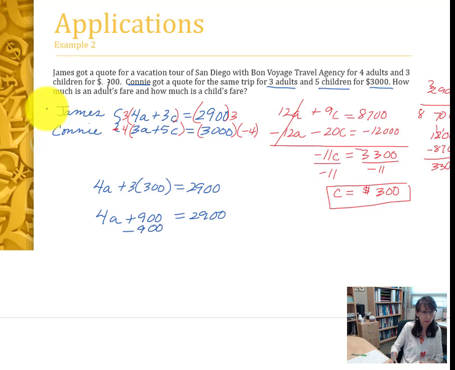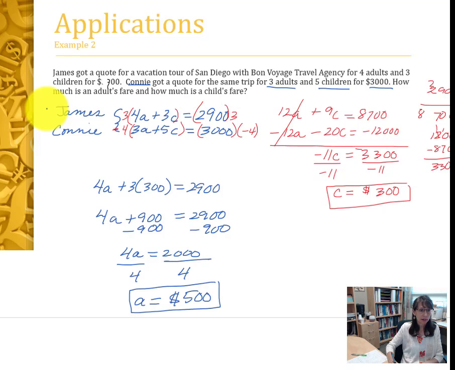Subtracting 900 from each side, we're going to have 4a now equals 2,000. Divide each side by 4 to finish this off, and we'll have adult price is $500. So the adult fare is $500 and the children's fare is $300.